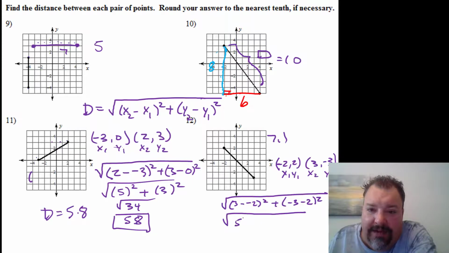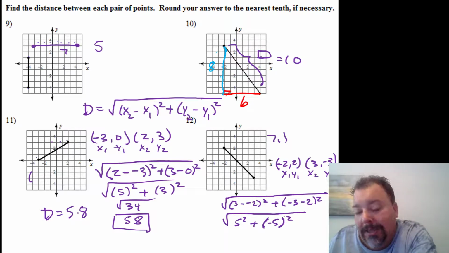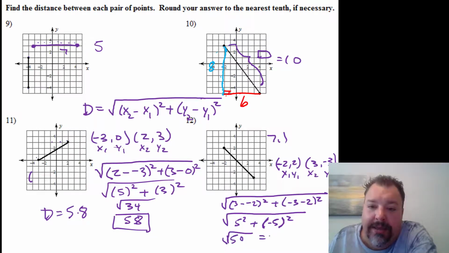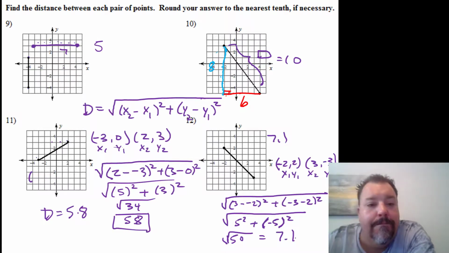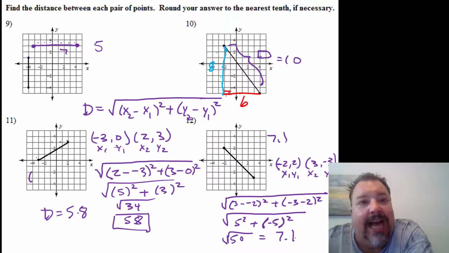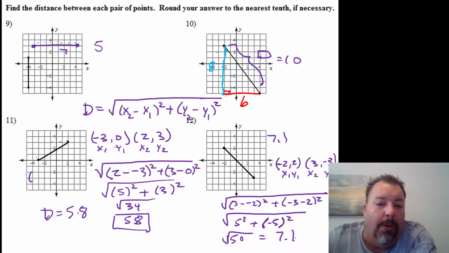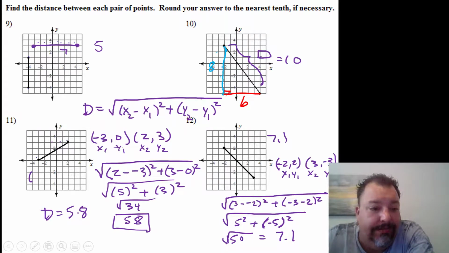Simplify. Here we've got 5 squared. Here we've got negative 5 squared. And be careful because if you're putting this in the calculator, you do need these parentheses around the negative 5 first when you square it. So that becomes a positive. Negative times a negative is going to be a positive. So we still got 25 plus 25, which will give us 50. And the square root of 50 is 7.1. So that is how to find the distance between 2 points using either the graph or using the formula.